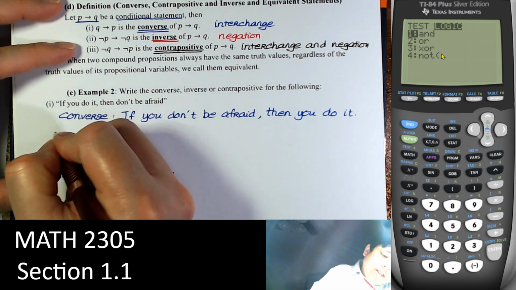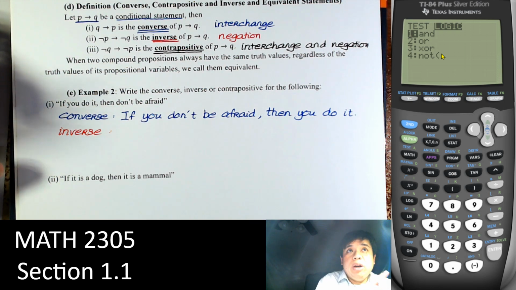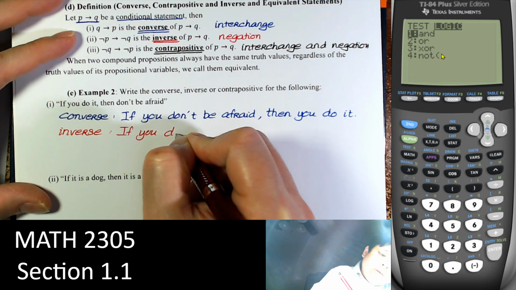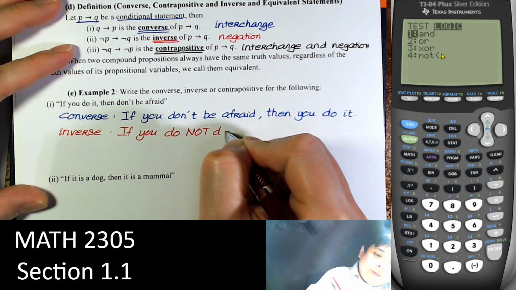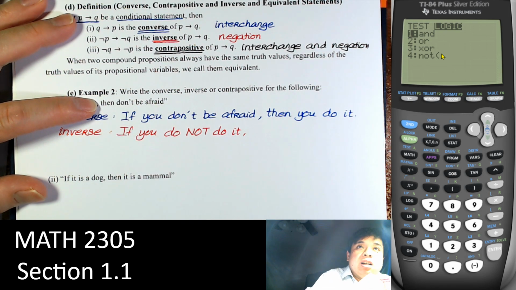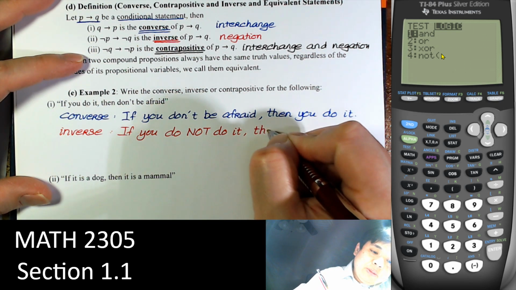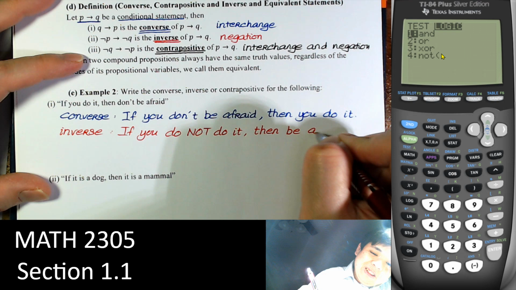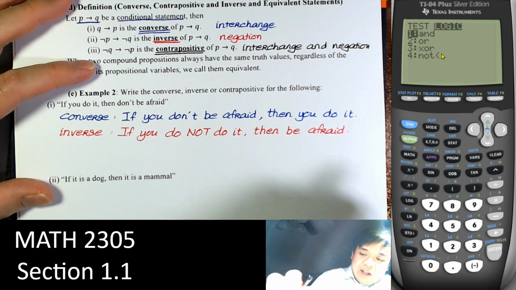Next, the inverse. Inverse is where we negate both of them. If you, we have to turn this into negation. Do not do it. And then negation of this. Negation of this is when we take the negative of the don't out. So we say, if you do not do it, then be afraid. Of course, that is the negation of it.